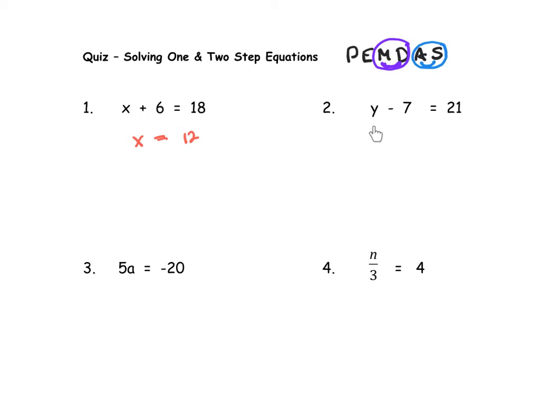Going on to number 2. Write this on your paper. Y minus 7 equals 21. What is the solution for this equation? Y equals 28.